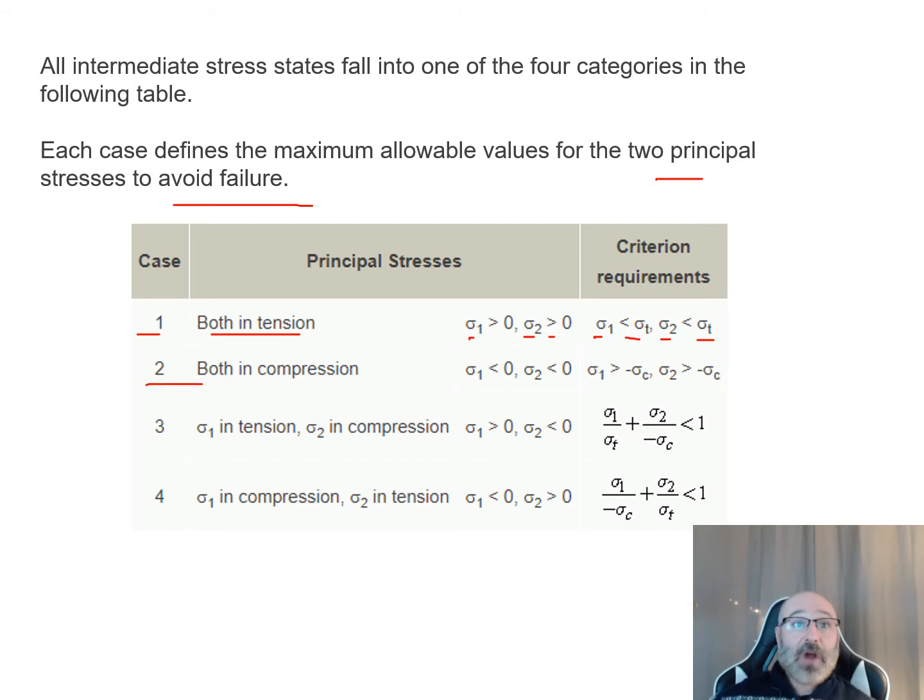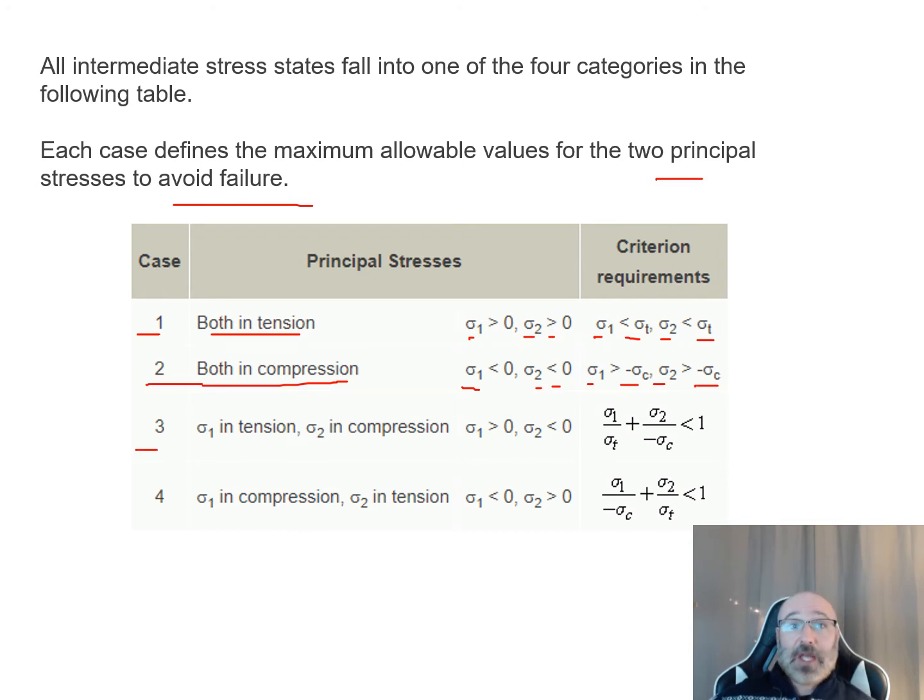Now, for our case number 2, both of these are in compression. So for compression, our sigma 1 is less than 0 and our sigma 2 is less than 0 because it's compression. And sigma 1 is going to be greater than our negative sigma sub c, and sigma 2 is also going to be greater than our negative sigma sub c for compression.